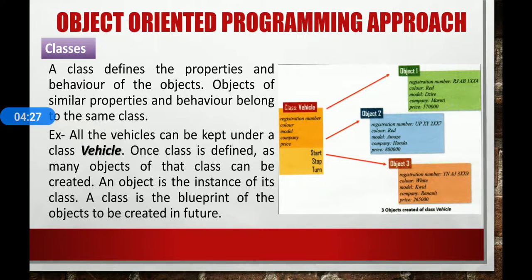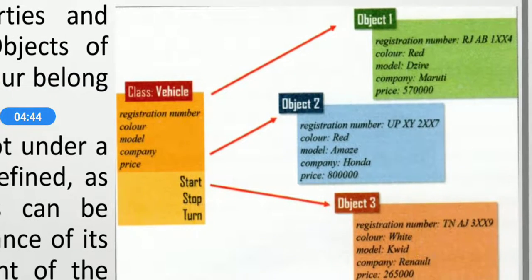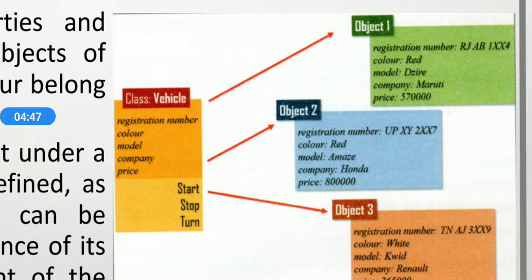In the figure shown here, object 1, object 2 and object 3 of class vehicle show some properties and behavior like registration number, color, model, company, price, and their behavior like start, stop, turn. In object 1, the registration number is given RJAB1, color red, model Dzire, company Maruti, price 5,70,000.